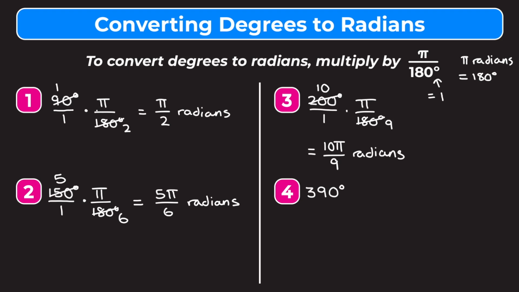And finally, taking a look at our last example, we have 390 degrees. We're going to put it over 1, and we are going to multiply by pi over 180 degrees. We're going to cross reduce, so we can divide 390 and 180 both by 30. 390 divided by 30 is going to give us a 13 on the top. 180 divided by 30 is going to give us a 6 on the bottom. If we multiply the numerators, we're going to get 13 pi on the top, and if we multiply the denominators, we get a 6 on the bottom. So we get that 390 degrees is equal to 13 pi over 6 radians.